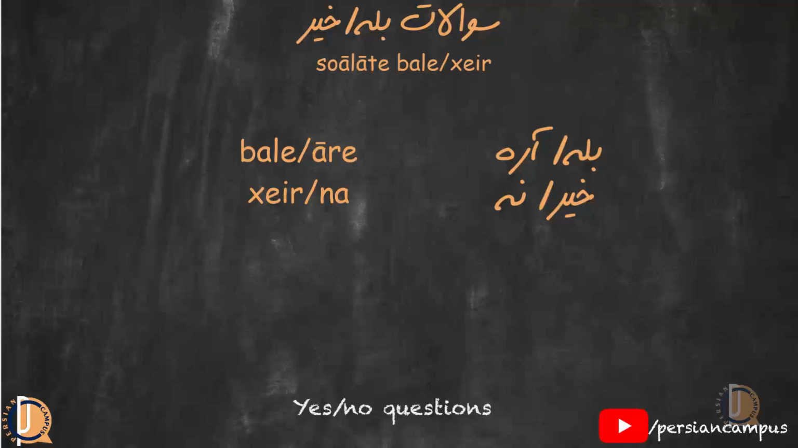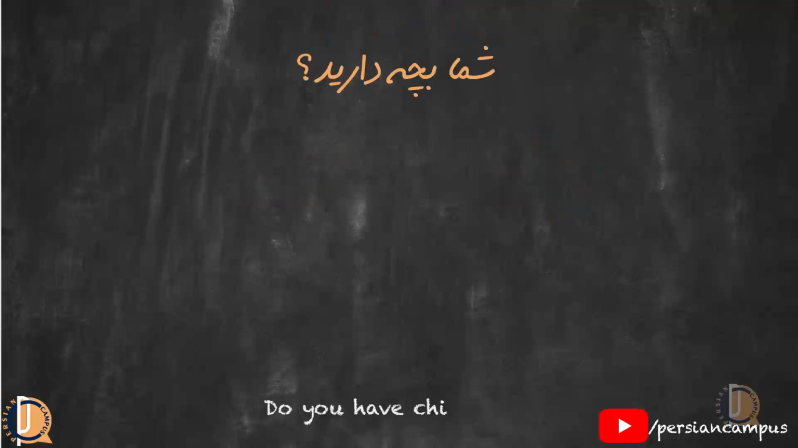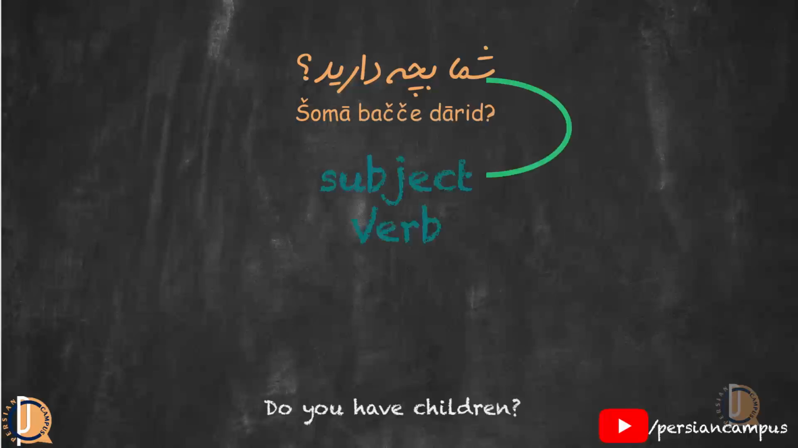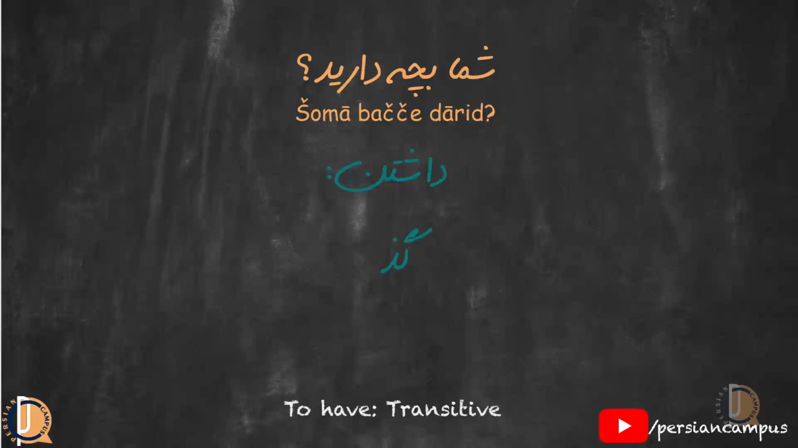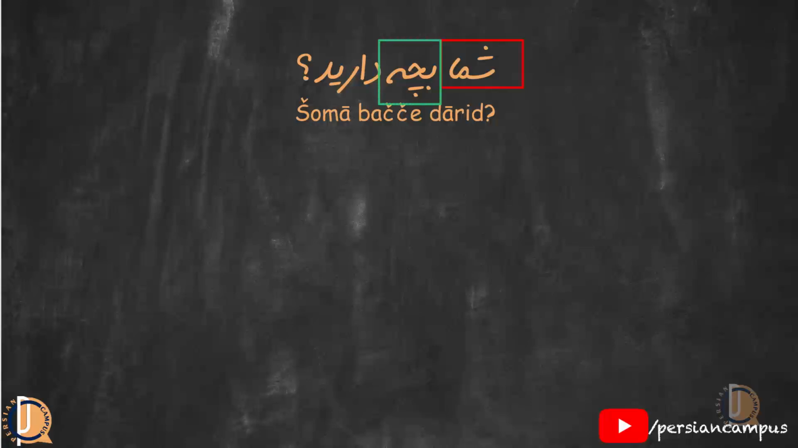So they are known as بله خیر questions. I'm sure you remember doing these questions in our previous lessons. Now, let's analyze them. شما بچه دارید؟ In this case, the subject is شما and the verb is دارید. What is بچه? That is our object, the O in the SOV order. This makes the verb دارید a transitive verb that has two vacancies. One is filled by the subject شما and the other by the object بچه.